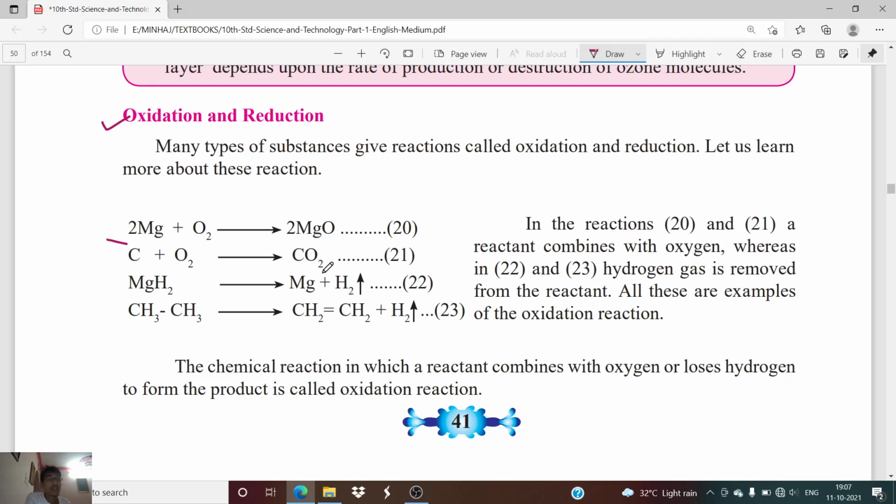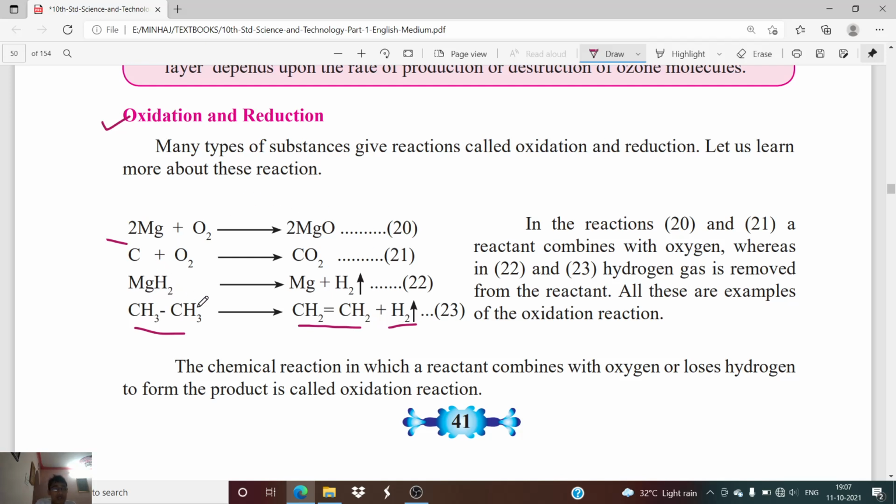Whereas in the fourth reaction, you can see it is ethane, CH3-CH3, which is converted to CH2=CH2 plus H2. So in the fourth reaction, ethane is decomposed to ethene and we have got hydrogen gas, which is liberated in the reaction.